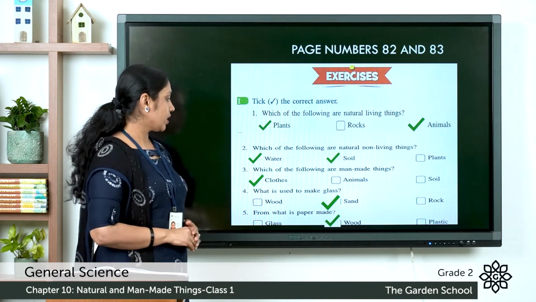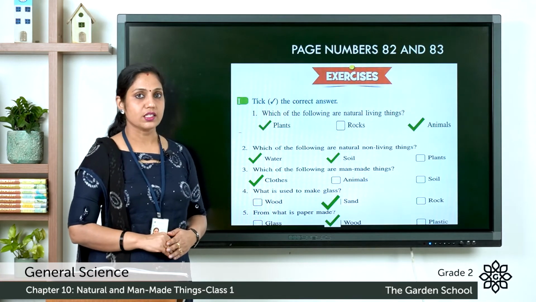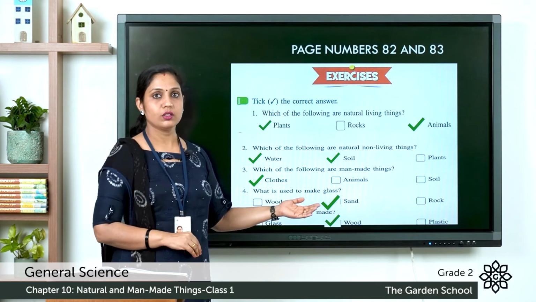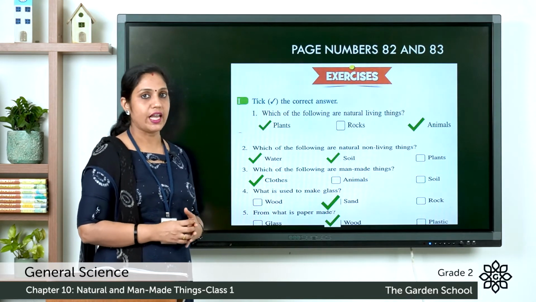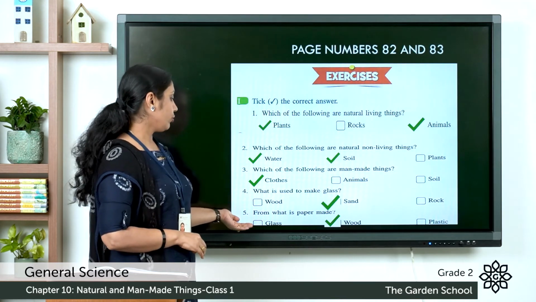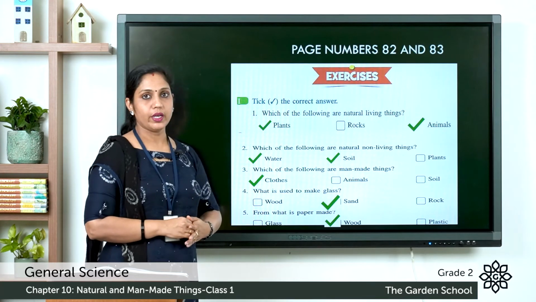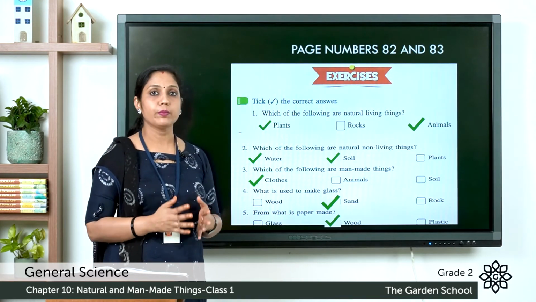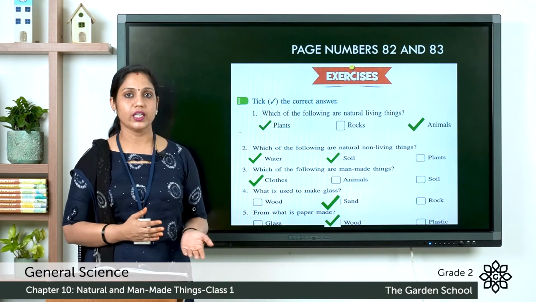Look at the fourth question. What is used to make glass? And we have the option wood, sand, rock. So glass is made of sand. So you can tick near the option sand. Fifth one, from what is paper made? We have the option glass, wood, plastic, and paper is made out of wood. So you can tick there.